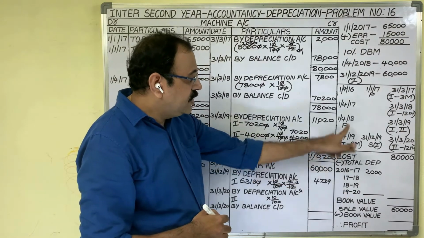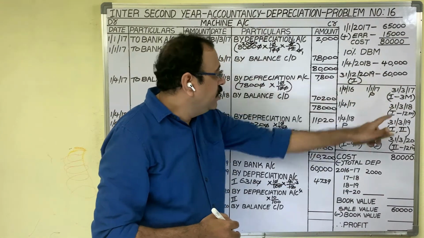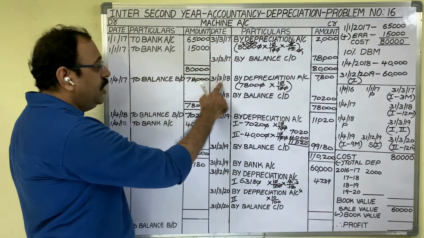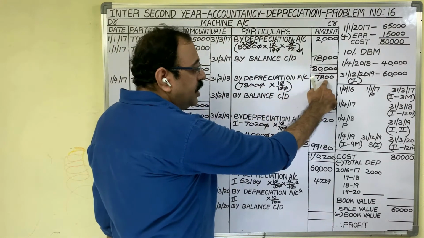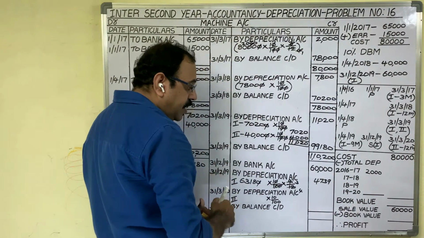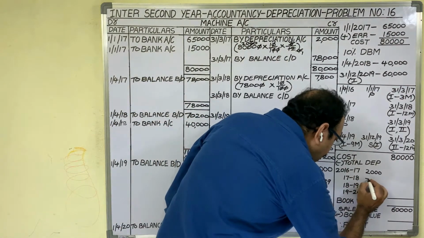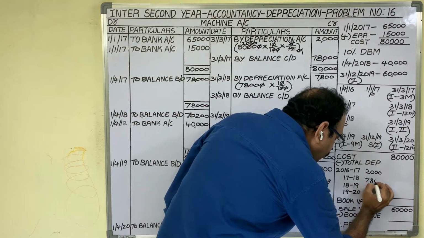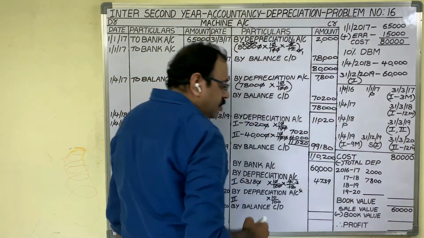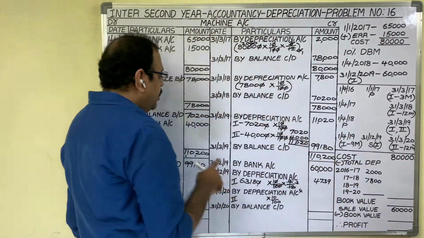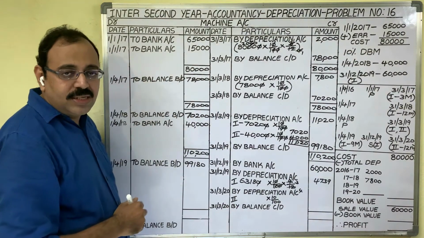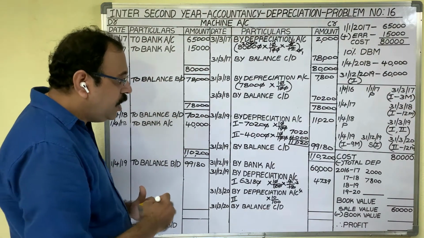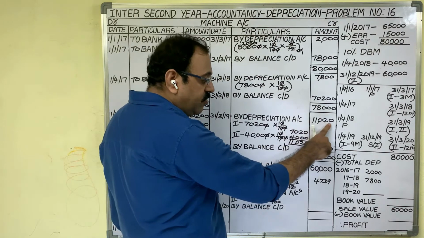Second year, 17-18. In 17-18 we have only the first asset and depreciation on that asset is 7,800. 7,800 is the depreciation of the first asset. In the third year, 18-19, we have two assets. Two assets' total depreciation is 11,020.